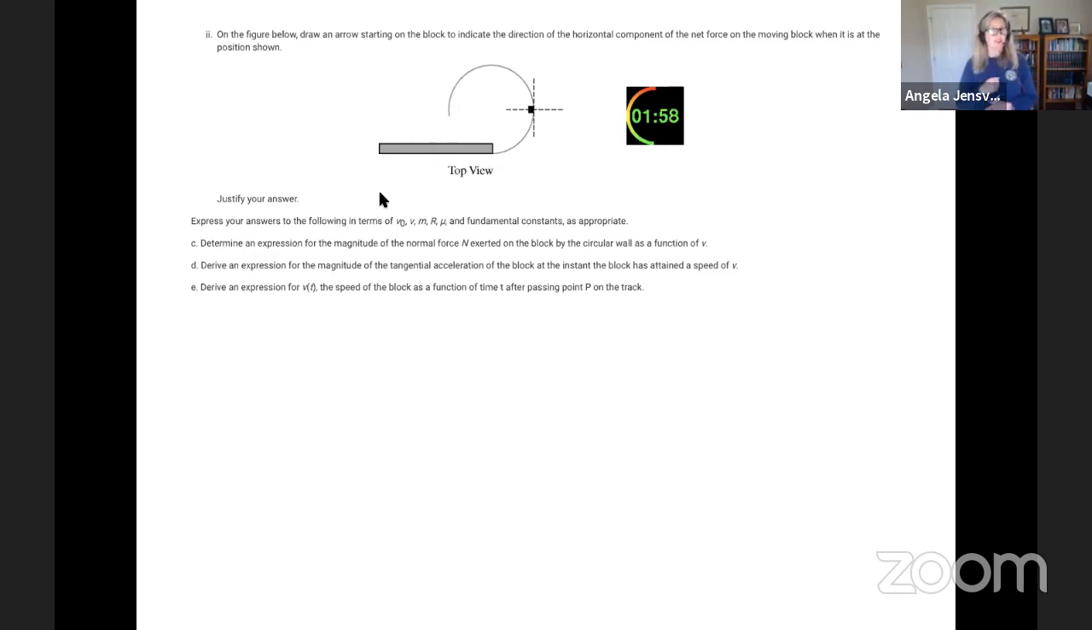Okay, I hope you were able to at least get a start. The first one says draw an arrow to do the horizontal component of net force. I hope you put it in the 3rd quadrant. And then it says justify your answer. So let's type that here. Justify is very easy to type. So what are we doing?